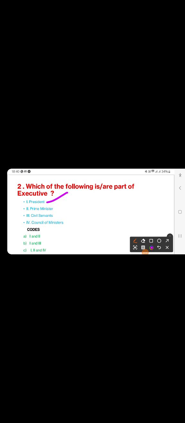Number 1 is President, 2 Prime Minister, 3 Civil Servant, 4 Council of Ministers. These are the options, but these are not the codes, and we have to go through the codes later. We understand these first, and according to these options we come to the codes. The first is A, 1 and 2. Option B is 1 and 3, and C is 1 and 4. Now let us understand that D is all of the above.